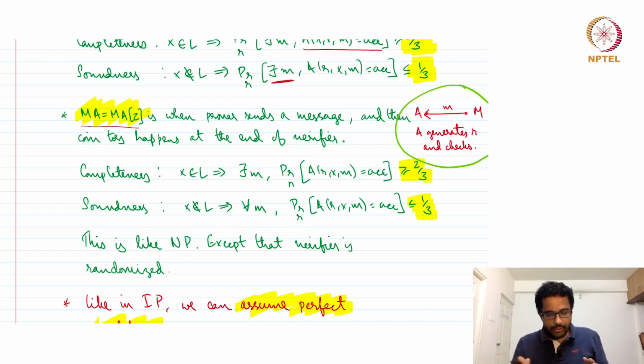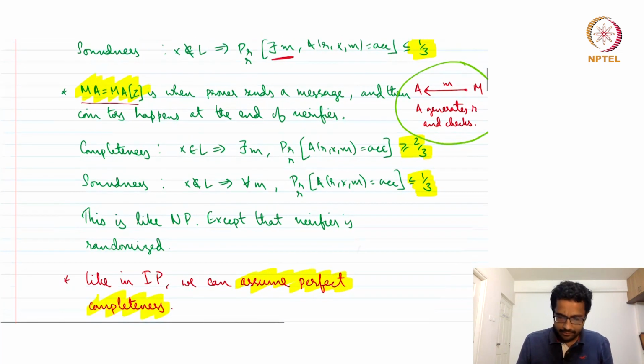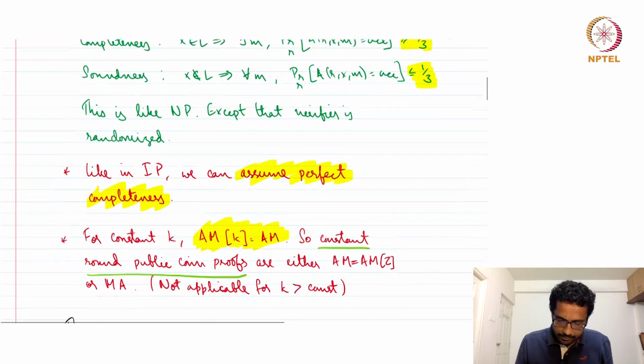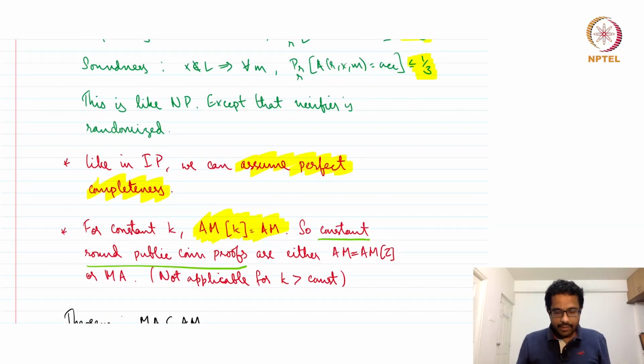And it is convenient to think of MA as just like NP, where Merlin sends a message or a certificate that needs to be verified. Just that the verifier machine is a probabilistic machine, right? So instead of a deterministic machine, it's a randomized machine. Like in the case of interactive proofs, we can assume perfect completeness, meaning the 2/3 can be pushed to exactly 1.